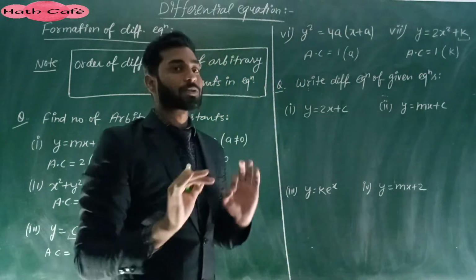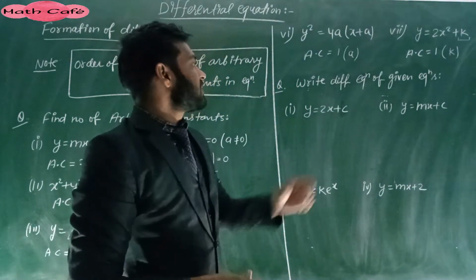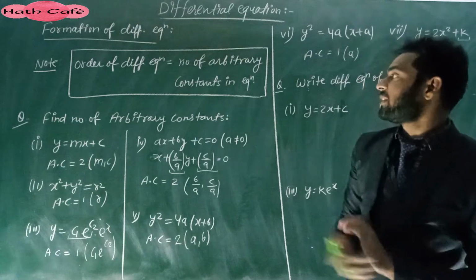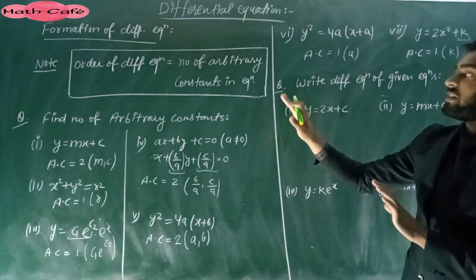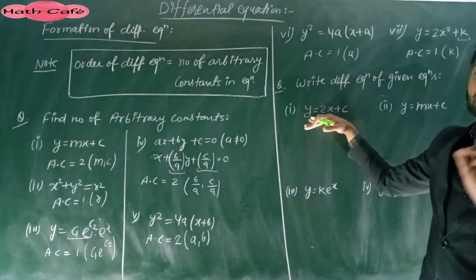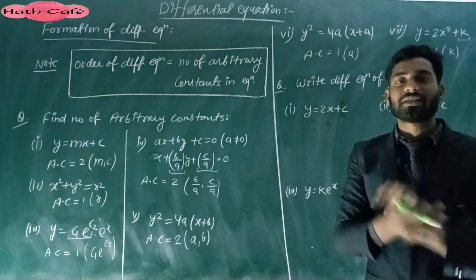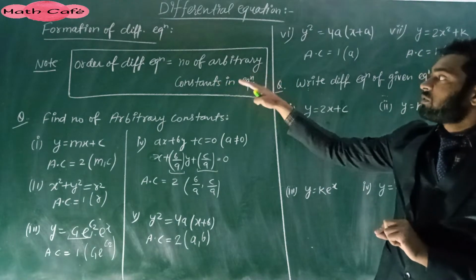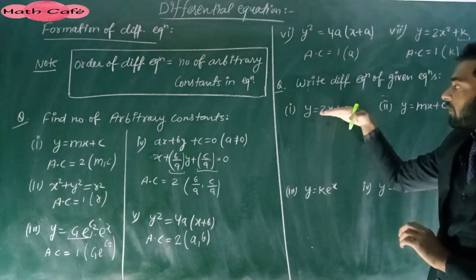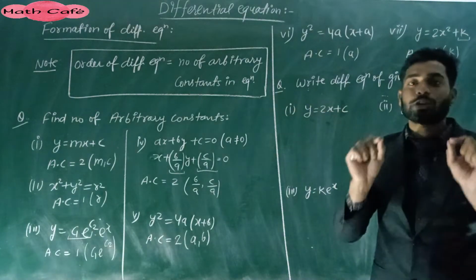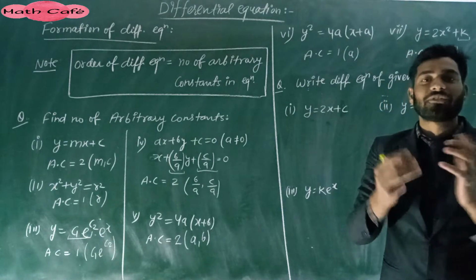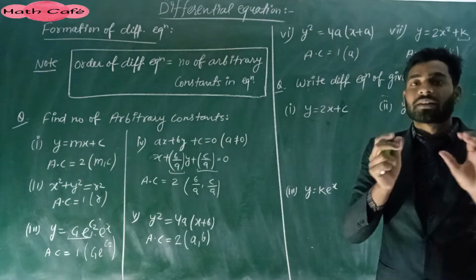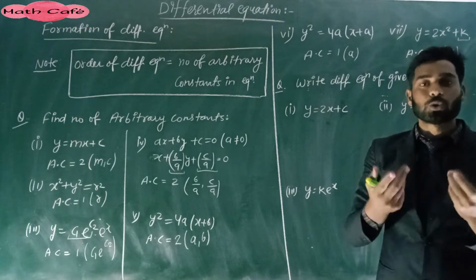Alright. So the next question is very important, which is to write the differential equation of the given equations. This note will be helpful in this question. An equation is given, which is the solution of the differential equation. We need to write the differential equation from this equation. It is important that the order of the differential equation will be the number of arbitrary constants. If there is only one arbitrary constant, then the order of the resultant differential equation will be 1. If there are 2 arbitrary constants, then the order of the differential equation will be 2.